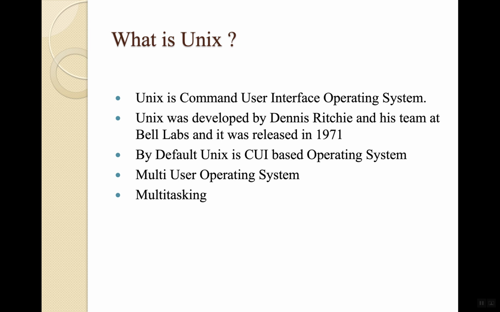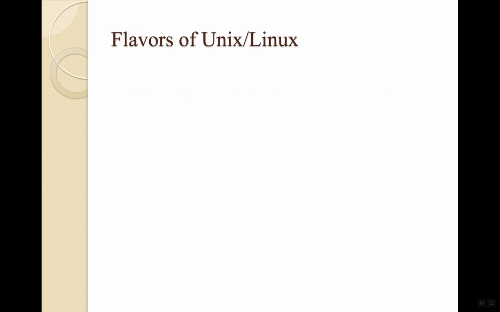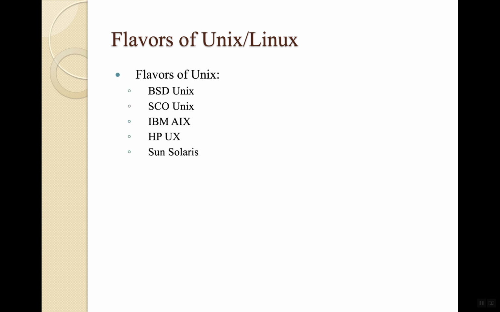Unix was introduced in 1960, but only CUI based, but now the new flavors of Unix are available with GUI also. After 20 years Linux was introduced in 1991, CUI plus GUI also. What are the flavors of the Unix and the Linux?